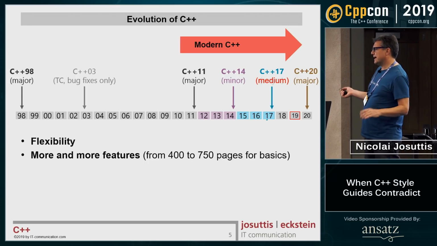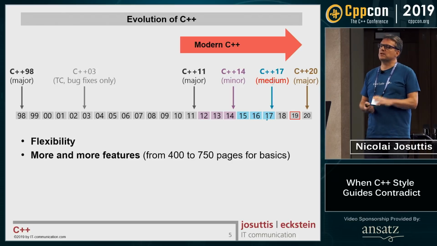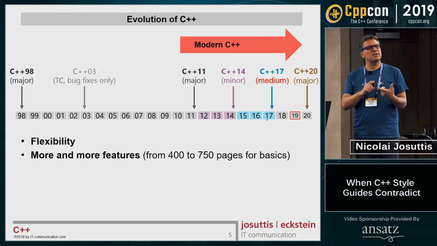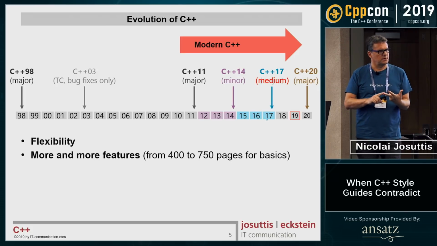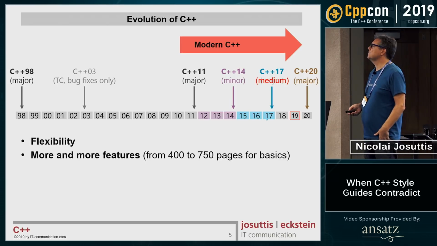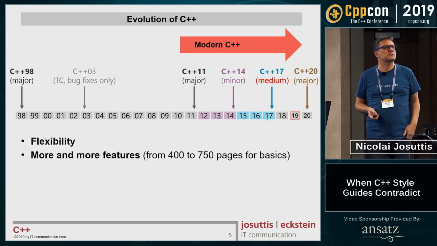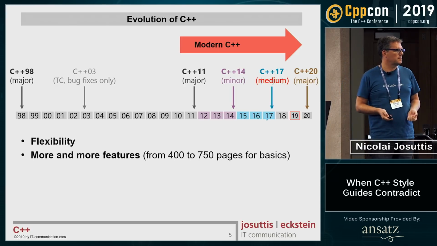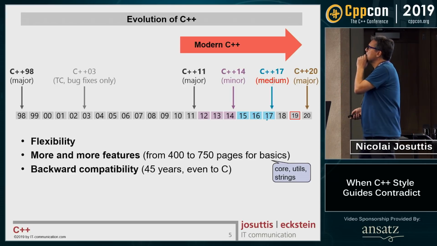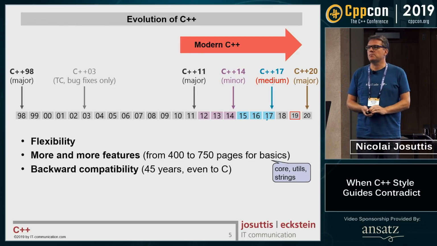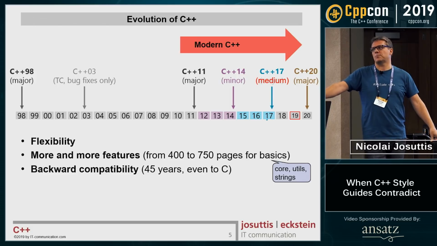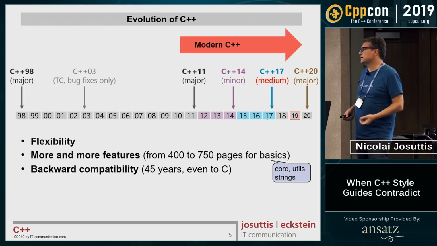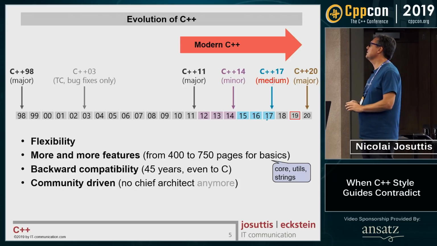I just checked the number of pages in the standard we have for the core language, the basic utilities like pair and smart pointers, and string. So things we would usually say are essential to use. And we doubled the number of pages just for these features over the past standards. And we are backward compatible. That's still a problem. That's for a good reason again, but we are. We are, in fact, 45 years backward compatible because we are still compatible with C, both in structure and in code and in binary compatibility.